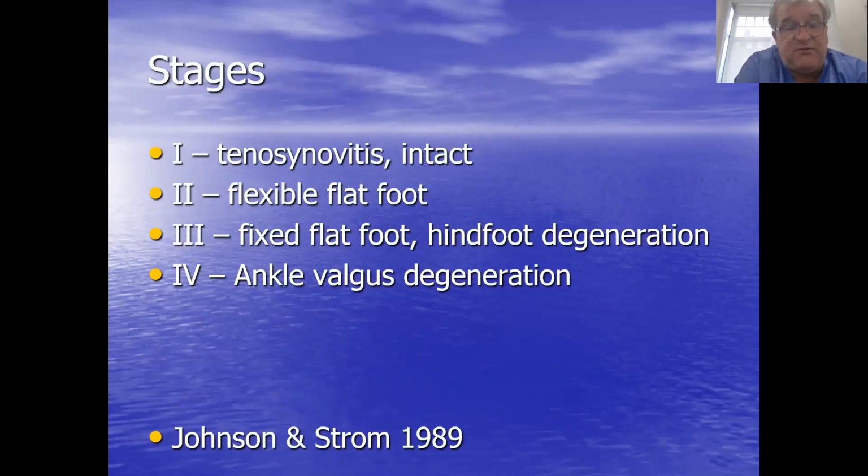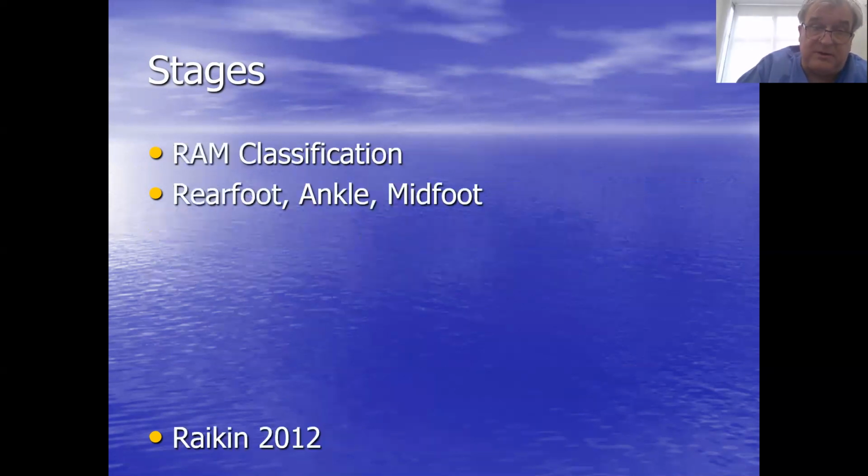So the stages, there are 4 stages. Stage 1 is an intact tendon with tenosynovitis, pain, and medial swelling. Stage 2 is a failed tendon with a flat foot deformity, which is flexible and correctable by hand. Stage 3 is a fixed flat foot with hindfoot degeneration. And stage 4 is when the ankle goes into valgus also. Some people feel that the ankle valgus, stage 4, is actually a primary problem related to complete failure of the medial longitudinal ligament. And there's some argument about that.